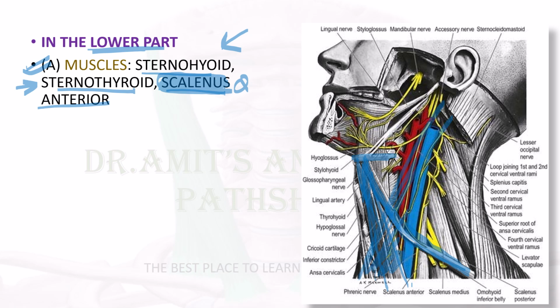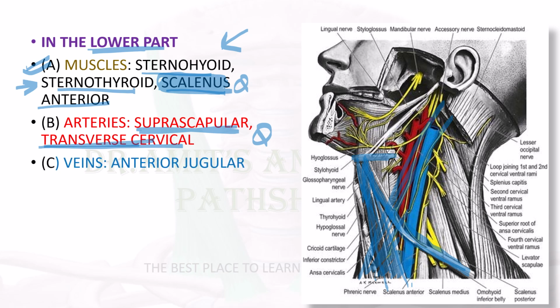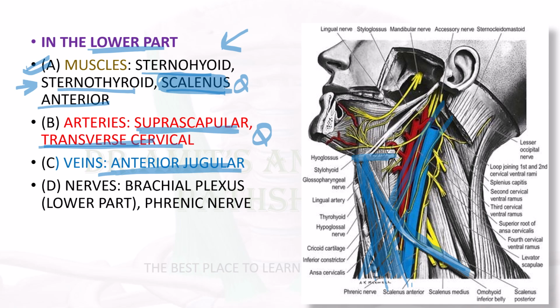The arteries are the suprascapular artery and the transverse cervical artery, which are also deep. In veins, we already discussed the anterior jugular vein, which is deep. The nerves are the brachial plexus and the phrenic nerve.